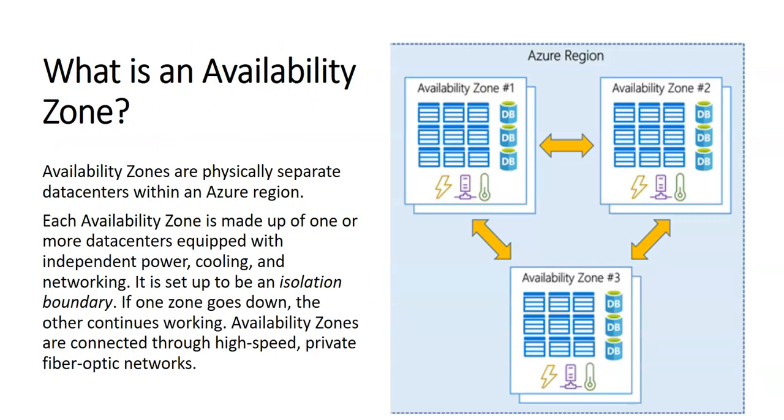Availability zones are physically separate data centers within an Azure region. Each availability zone is made up of one or more data centers equipped with independent power, cooling, and networking. It is set up to be an isolation boundary. If one zone goes down, the other continues working. Availability zones are connected through high-speed private fiber optic networks. So, in an Azure region, you have availability zone 1, 2, and 3.